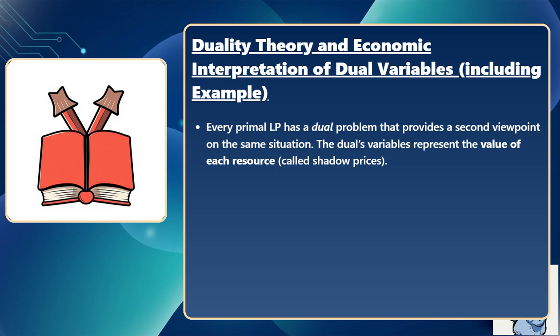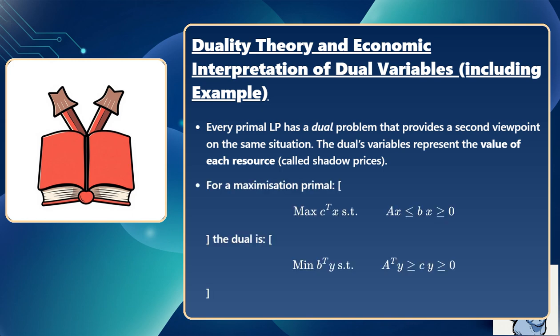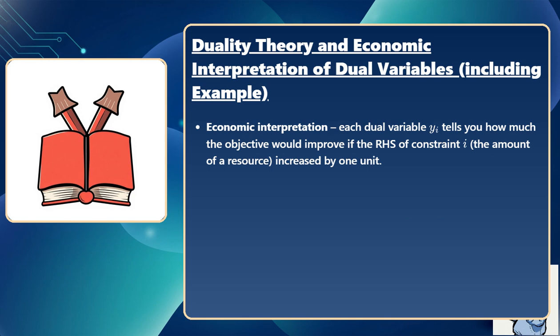Every primal LP has a dual problem that provides a second viewpoint on the same situation. The dual's variables represent the value of each resource, called shadow prices. Maximize C transpose X subject to A X less than or equal to B and X greater than or equal to 0. Minimize B transpose Y subject to A transpose Y greater than or equal to C and Y greater than or equal to 0. Economic interpretation: each dual variable y sub i tells you how much the objective would improve if the right-hand side of constraint i, the amount of a resource, increased by 1 unit.